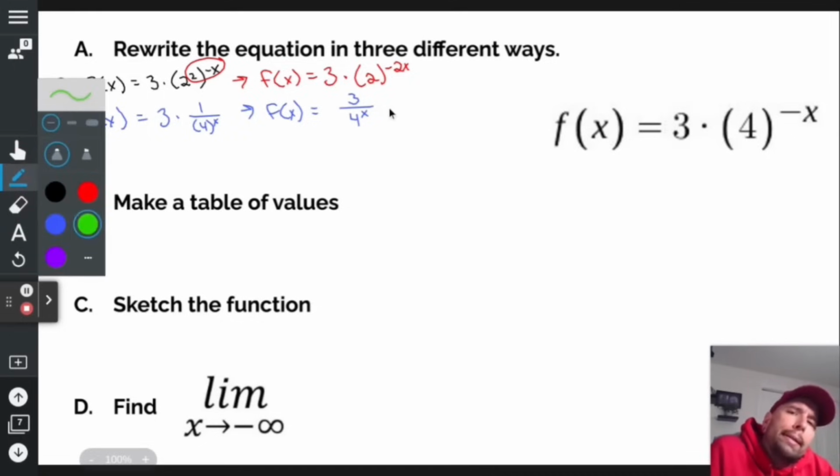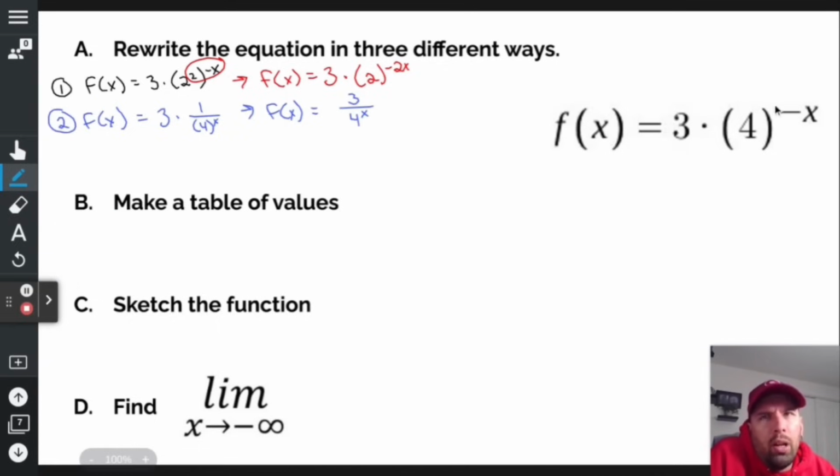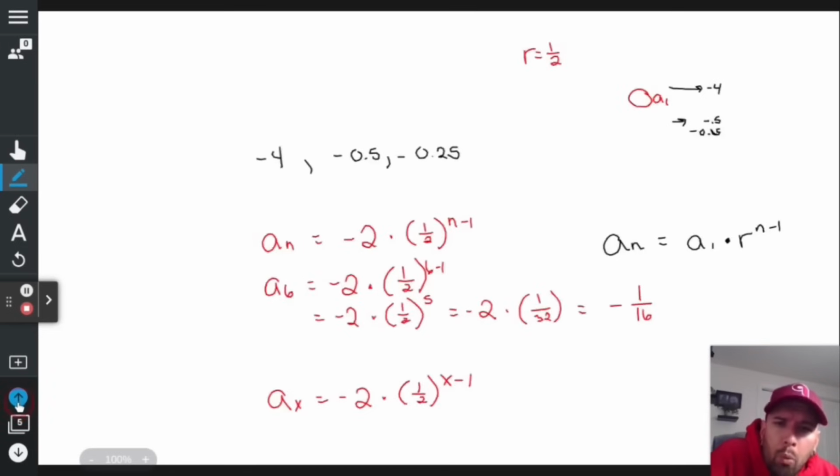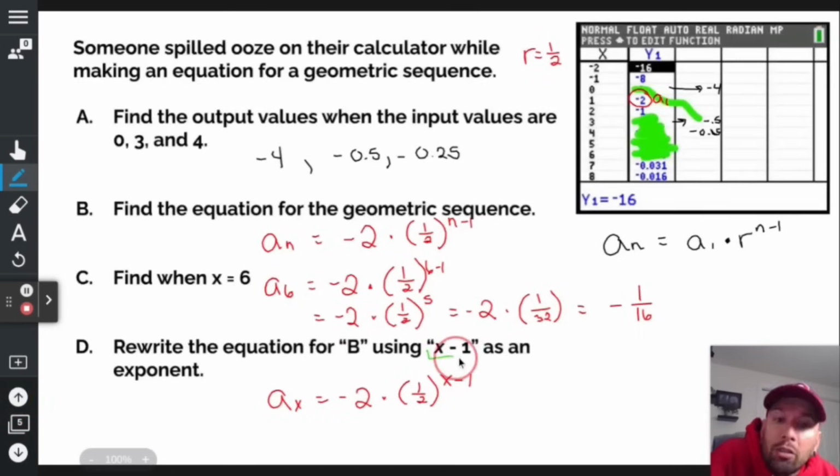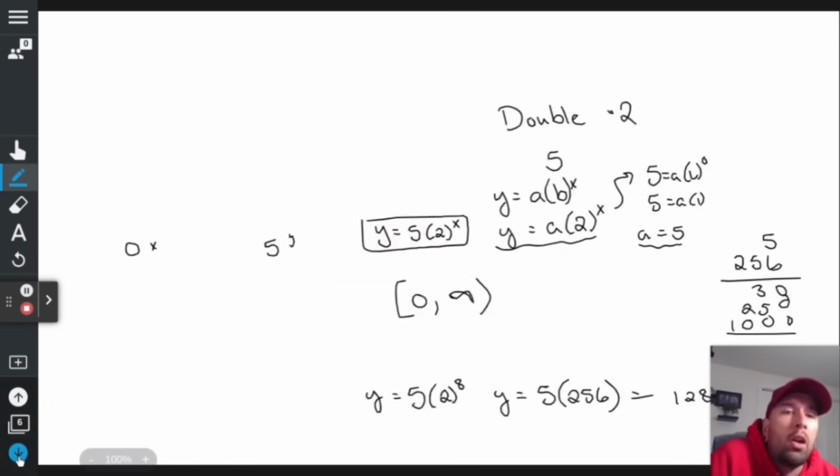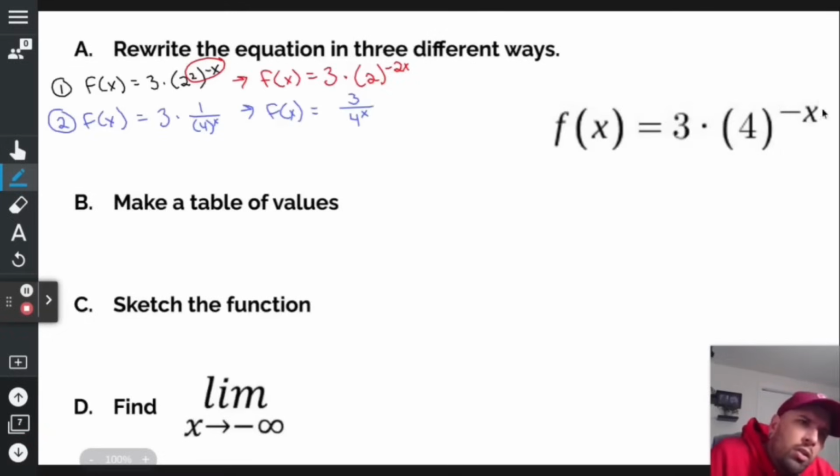What else? What if I decided to, what did I do before? Make it x plus 1. Just because, like in this problem a couple problems ago, I wanted to do that. x minus 1. Is it already x minus 1? No, it's not already x minus 1. So if I want to make this x minus 1, how can I pull that off? All right, let's find out.